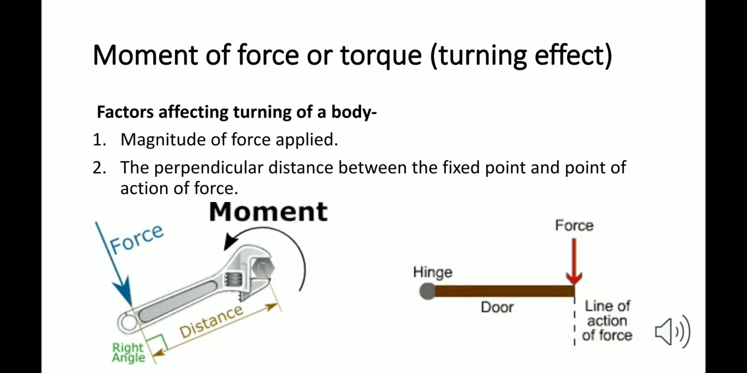The second one, you can see there is a door which is hinged at one place and force has been applied from the other. So the distance between the hinge and line of action of force will become the perpendicular distance, and the magnitude of force applied will give you the moment of force. So when force is multiplied by the perpendicular distance between the fixed point and line of action of force, we get moment of force or torque. We go to the next slide.